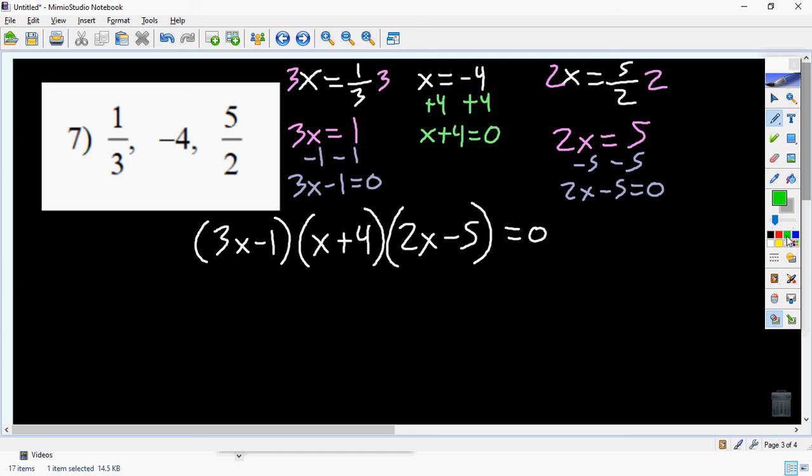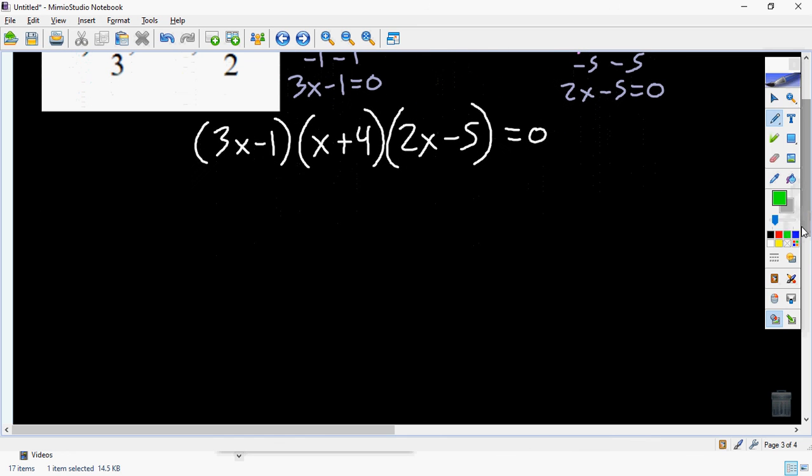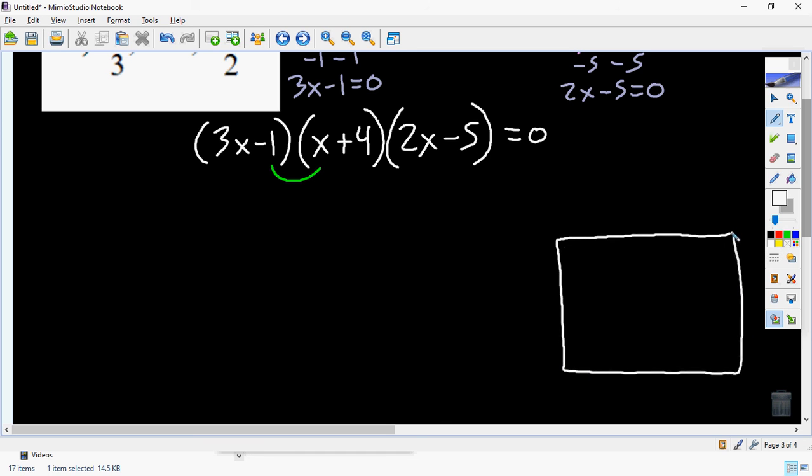I have 3 different things here. I can only multiply 2 at a time. So I'm just going to pick 2 of them to multiply together, and I'm just going to multiply the first 2 together. And I'm going to set up a box to do that. I have a 2 by 2, so I'm going to set up a 2 by 2 box. 3x minus 1, x plus 4.